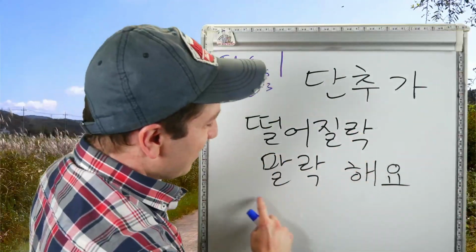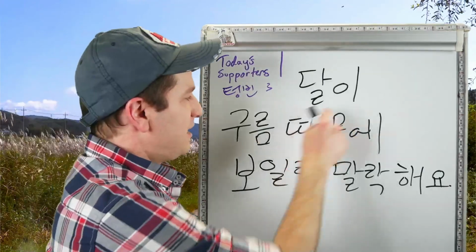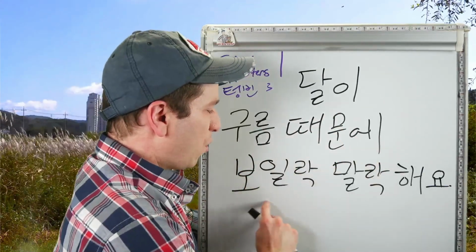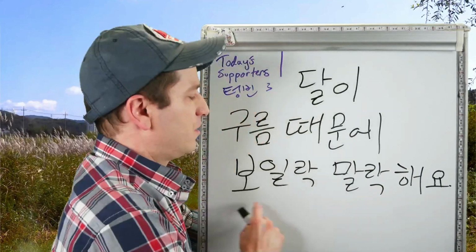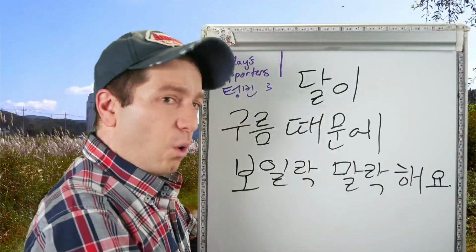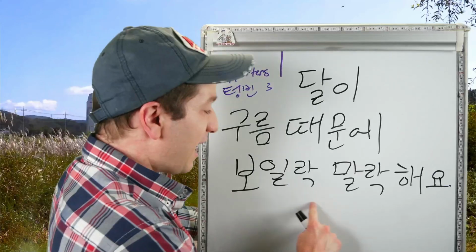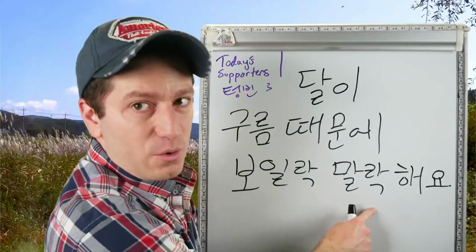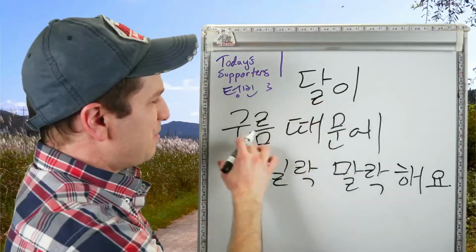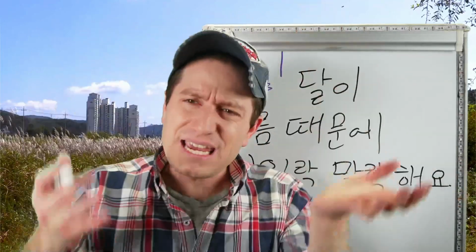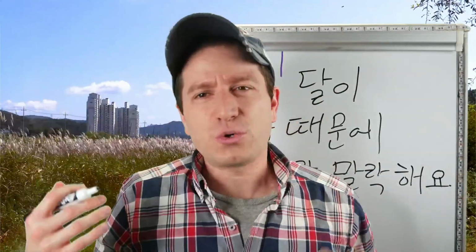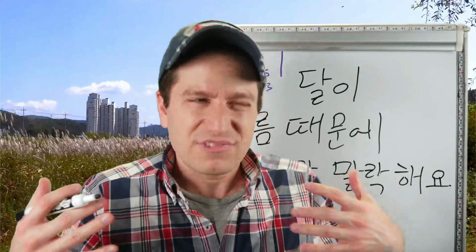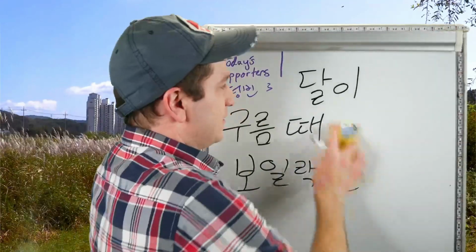단추가 떨어질랑 말락해요. 달이 구름 때문에 보일락 말락해요. 보일랑 말락해요. Or you could have said it as 보일랑 말랑해요. So literally the moon is, because of the clouds, you can see it, but you can't see it. But a more natural way to translate that would be just, I could barely see it.